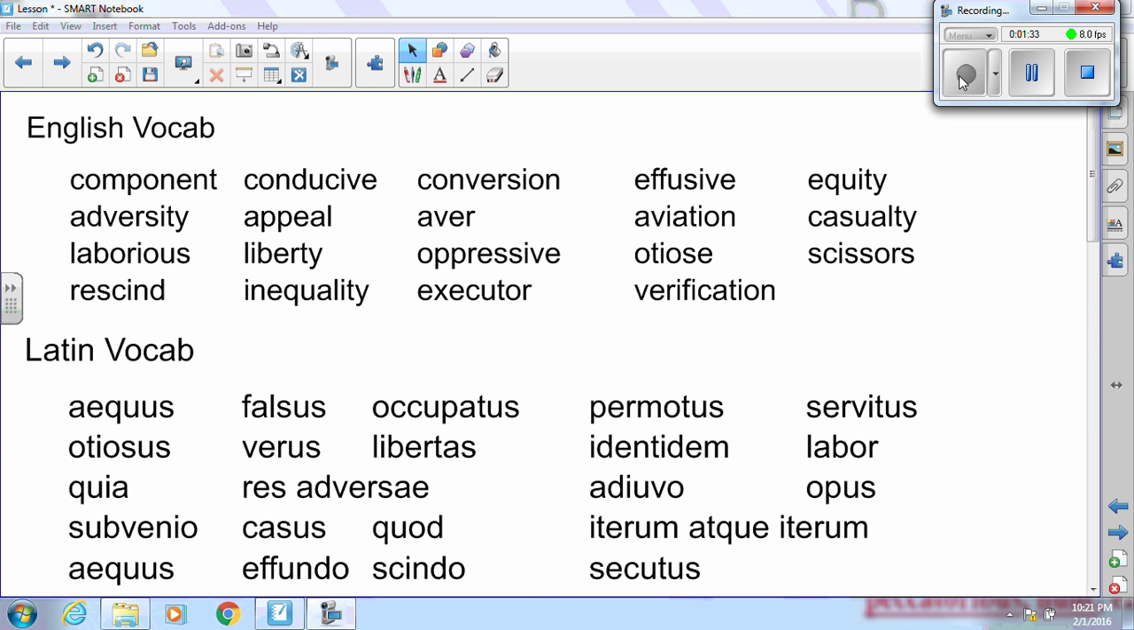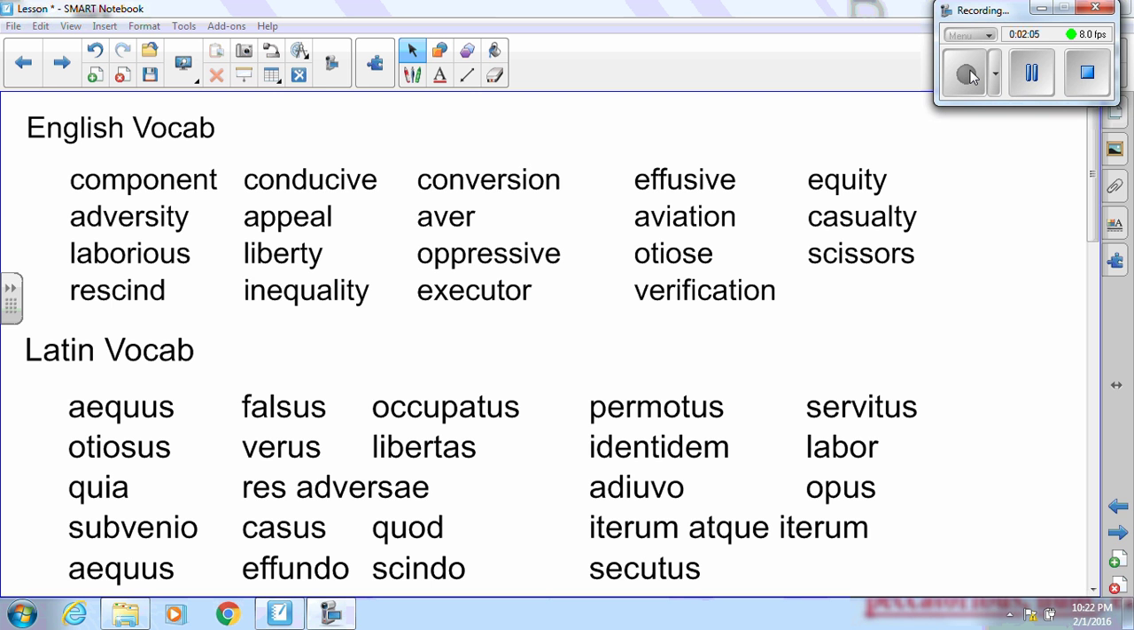Appeal is something which calls someone to something. Aver is to claim positively. Aviation is associated with aircraft, flying. Casualty is something that happens as a result of a grave misfortune, a death, usually caused by an accident, or warfare, which is where we usually use it in terms of war.